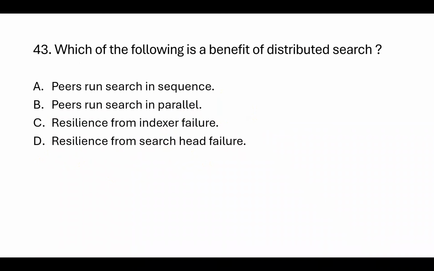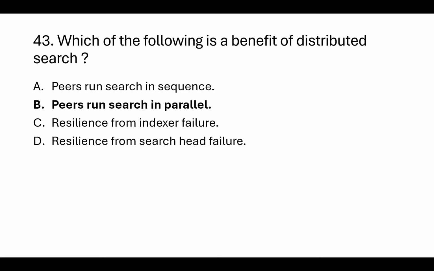Question number 43. Which of the following is a benefit of distributed search? Option A, peers run search in sequence. Option B, peers run search in parallel. Option C, resilience from indexer failure. Option D, resilience from search head failure. And the answer is option B, peers run search in parallel.